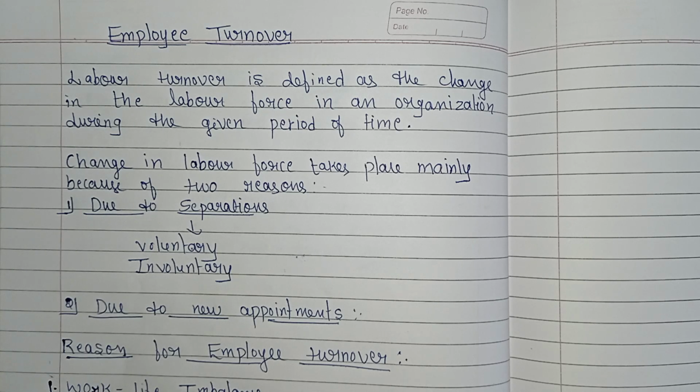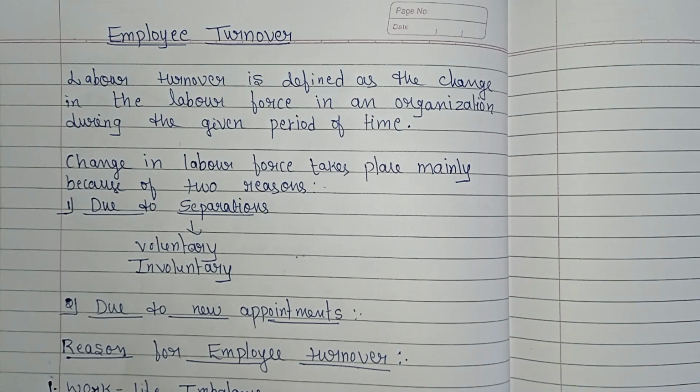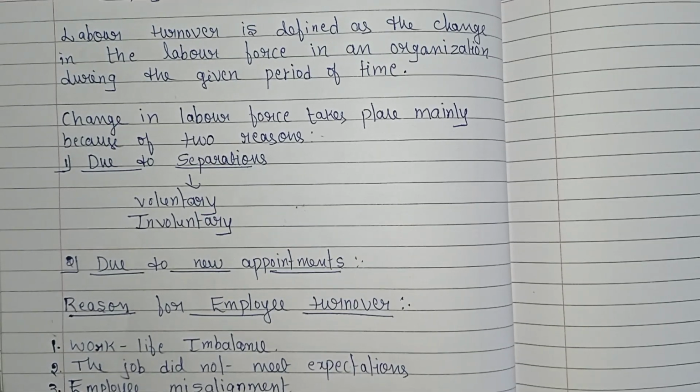Voluntary means it is the employee's own choice. Involuntary means the company asks the employee to leave, for example due to poor performance, or any misconduct or misbehavior in the company, then the company asks the employee to leave. Clear? That is about voluntary and involuntary. That is one of the reasons.